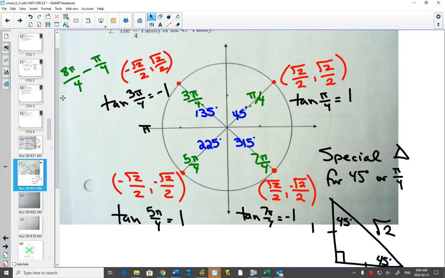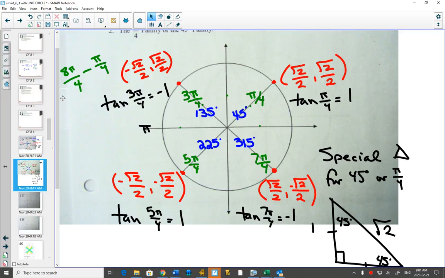All right. Should I make it a little bit difficult? Yeah, I'll do a negative angle. Tan of negative 3 pi over 4. So negative 3 pi over 4 isn't listed. You've got to figure out where it is. It's going to be 1.